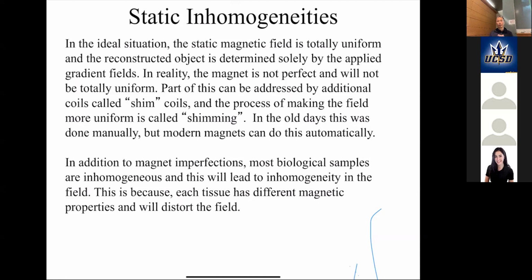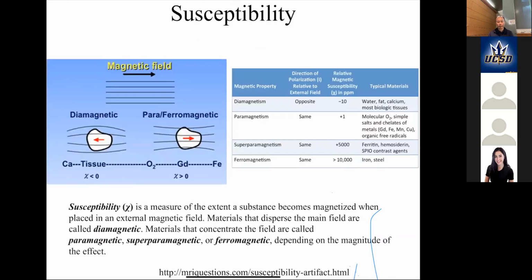But then what happens is you put in a body or a head or whatever, and all of a sudden that uniform field becomes non-uniform, because the biological sample interacts with the magnetic field. So we want to talk a little bit about what that does to our imaging and our signal.